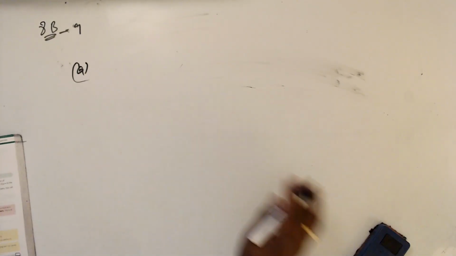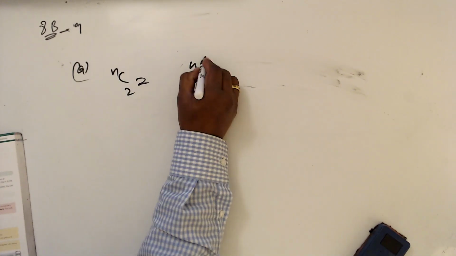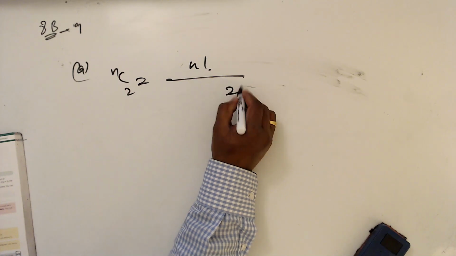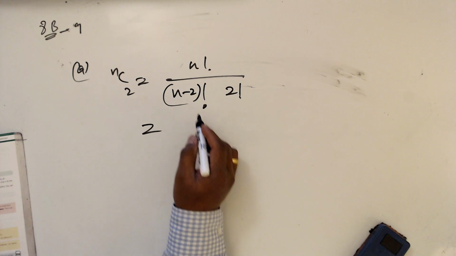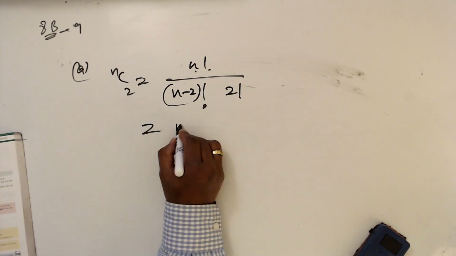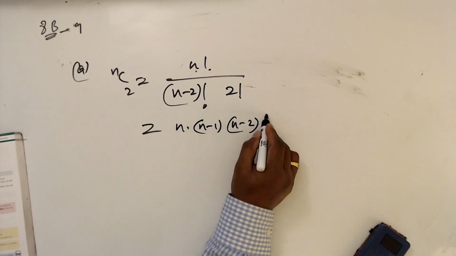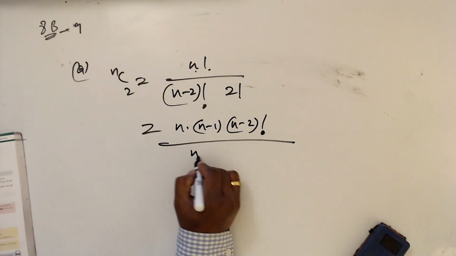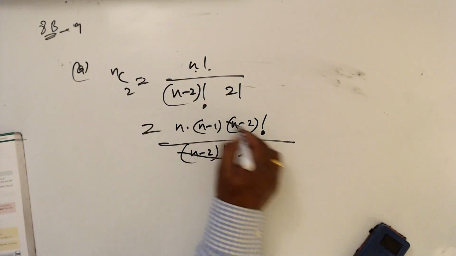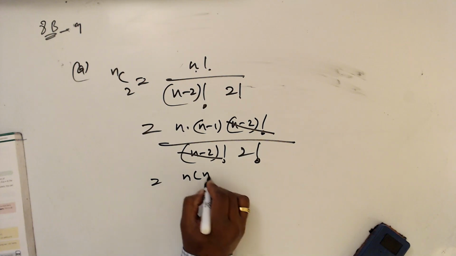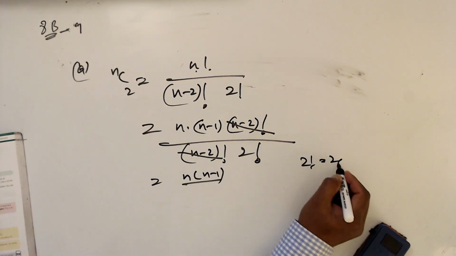The other one, NC2, is factorial n divided by factorial 2 times factorial n minus 2. Then I can write n times n minus 1 times factorial n minus 2, divided by factorial n minus 2 times factorial 2. This is cancelled out. N times n minus 1, over factorial 2, which means 2 times 1, 2.